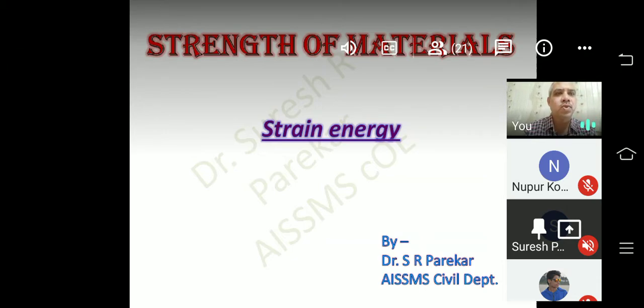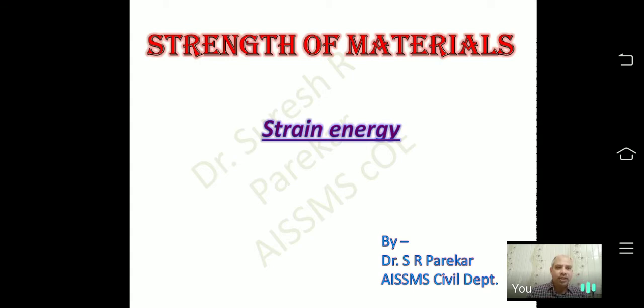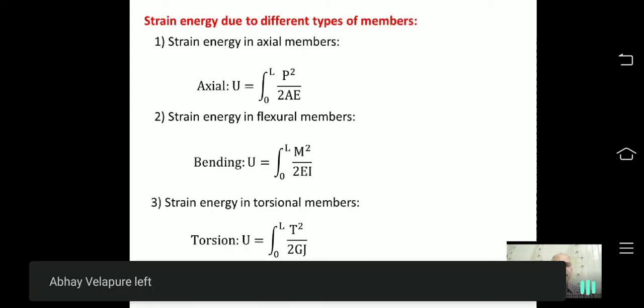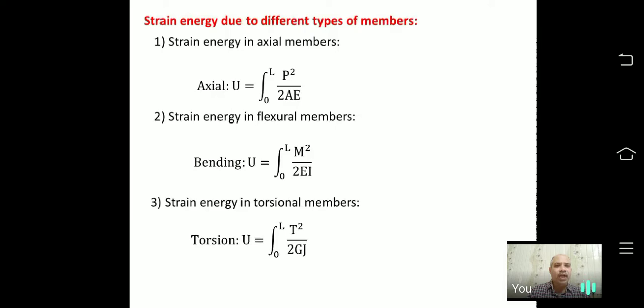So, good morning. Today we are with strain energy and then we have combined strategies. So, today we will go with two topics, strain energy and combined loading. Now, strain energy, that is actually energy developed in the member due to deformation. Now, we have three types of members. We have axial members, then we have flexural members, and then we have torsional members. Then how we will find strain energy stored in different types of members?